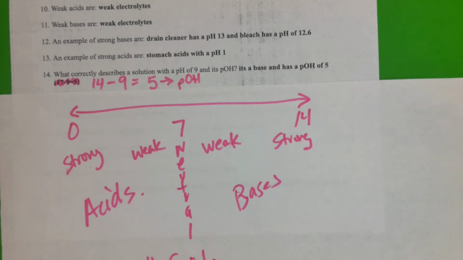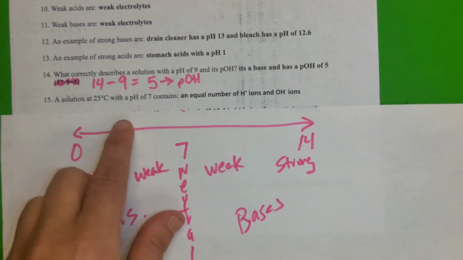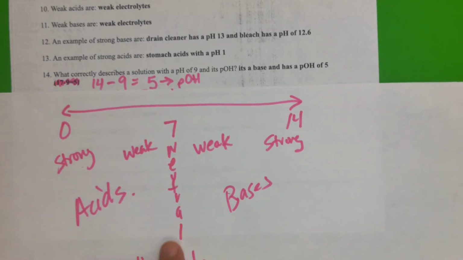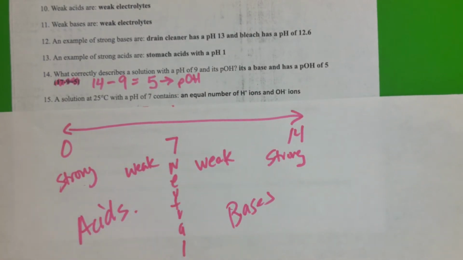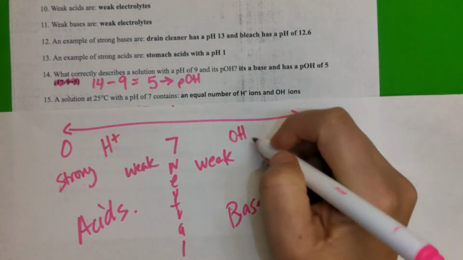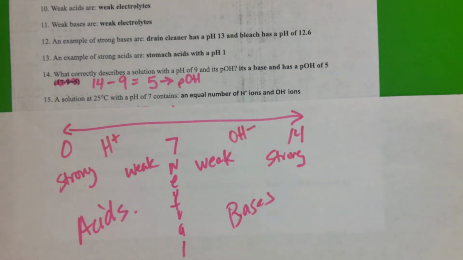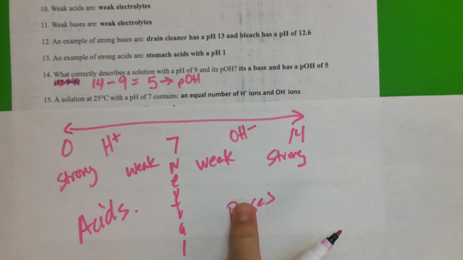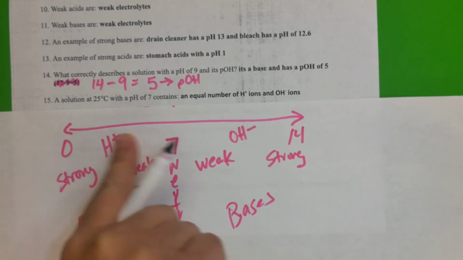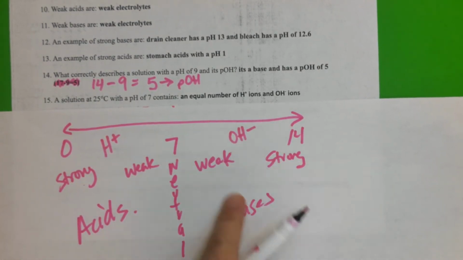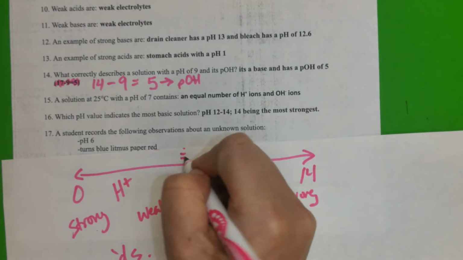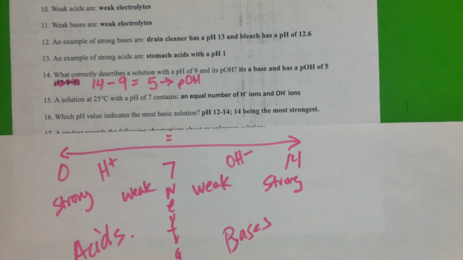And then for number 15, a solution at 25 degrees Celsius with a pH of 7 contains what? When it's neutral, remember that these are your acids, the hydrogen ions, and the bases are your hydroxide ions. So when it's neutral, it has equal amounts of hydrogen ions and equal amounts of OH ions. So it's equal. That's all it means. Right here will be equal amounts, and that's why it's neutral.